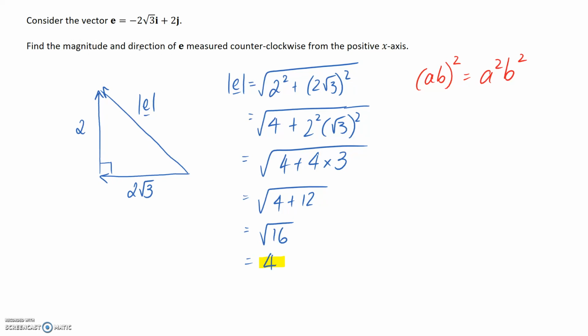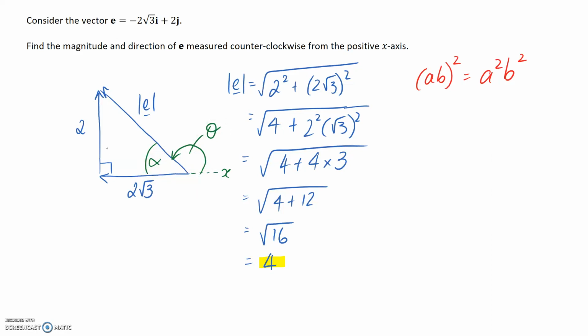The other bit that we need is the direction of E, and it's measured counterclockwise from the positive x-axis. So the positive x-axis would be out in this direction, and counterclockwise is going to be this direction. We need to measure this angle, which I'll call theta, but it's a little bit hard to get that straight away. As a pre-step, we can solve for this angle in here, which I'll call alpha. Once we've got it, we know that a straight line has 180 degrees, so the difference between 180 and alpha should give us our answer.